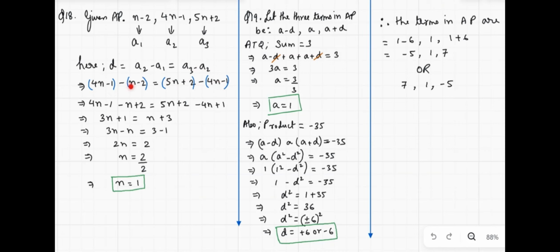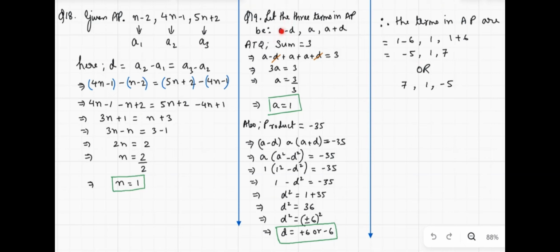Here we have 4n minus 1 minus n plus 2, and the same thing here, 5n plus 2 minus 4n plus 1. Now this is plus 2 minus 1, which is 1. Here we have 2 plus 1, which is 3. 4n minus n is 3n. 5n minus 4n is n. Now 3n minus n will be equal to 3 minus 1. 2n is equal to 2, or n is equal to 2 by 2. Hence n equal to 1 here. Okay. Come to the next question.